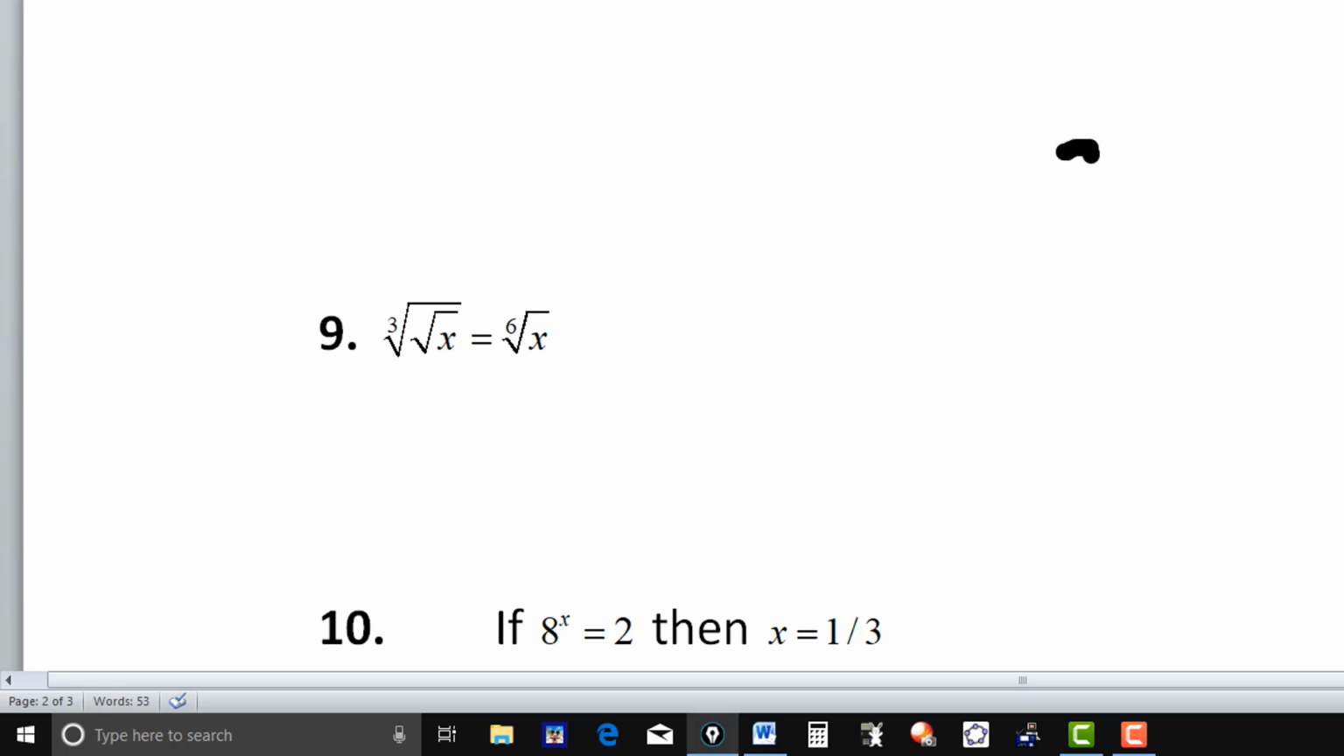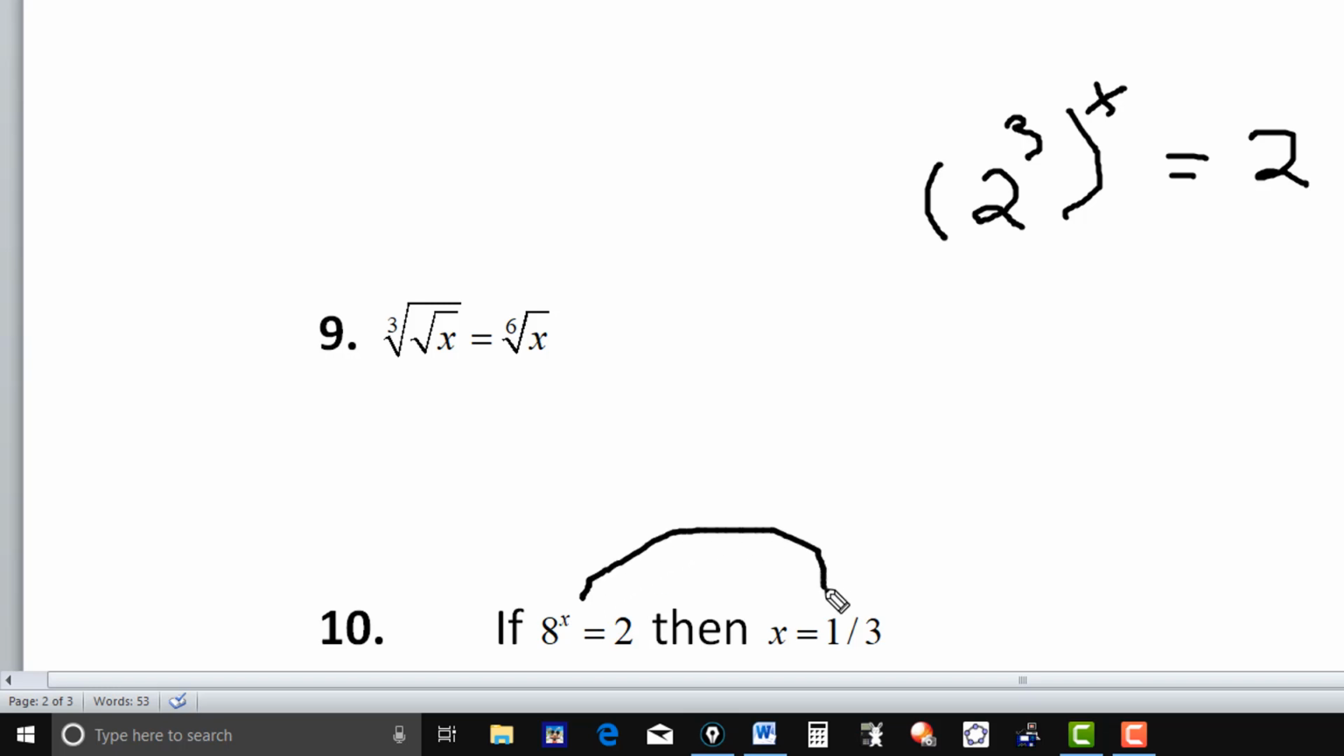So I'm going to write 8 as 2 to the third, and then I'm going to put the x here. So 8 to the x, which is what I have on the left side, I write as 2 to the 3, all to the x. And on the right side, I have 2. So we're saying if this is true, then what is x? Here I have a power to a power, so I multiply that out. That's 3x. Power to a power, multiply the exponents.